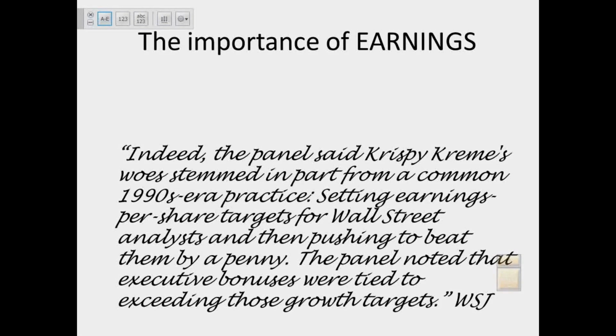So they would kind of come up with an earnings forecast and then try and beat it. But what happens if you come up with an earnings forecast that you can't beat? You have to sort of artificially cook the books and create a penny that doesn't exist. So the panel noted also that executive bonuses were tied to exceeding growth targets. So if you're paid in order to have earnings that are growing, you're going to want to have earnings that are growing no matter what.